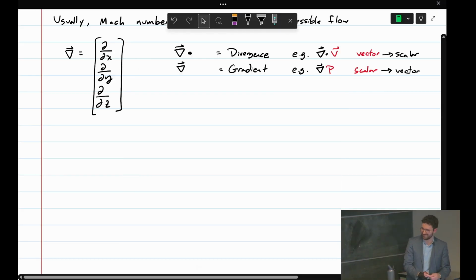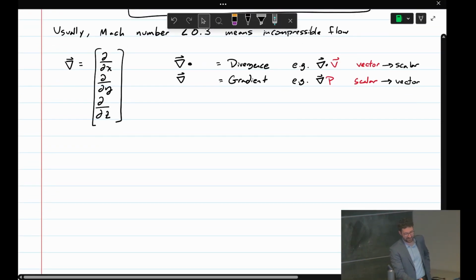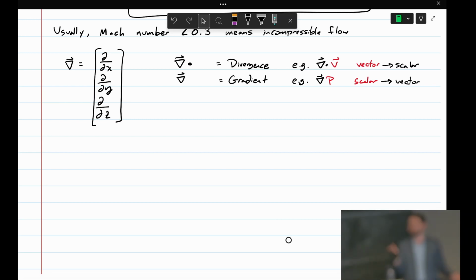Okay, we're not going to do curl now. Trust me, you'll thank me later. Okay. So anyways, the divergence is about sources or sinks. Basically, you can't have a source or a sink of mass in a fluid. So the divergence of the velocity field everywhere is zero.